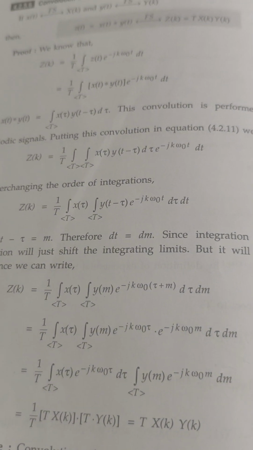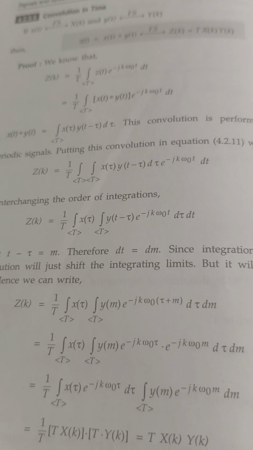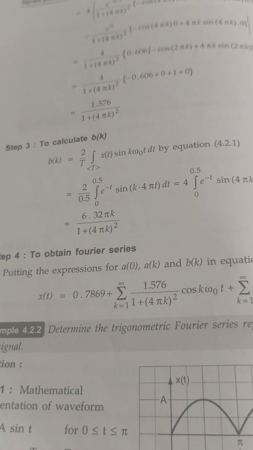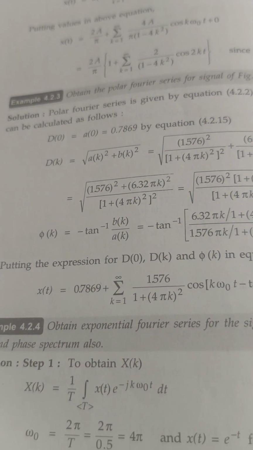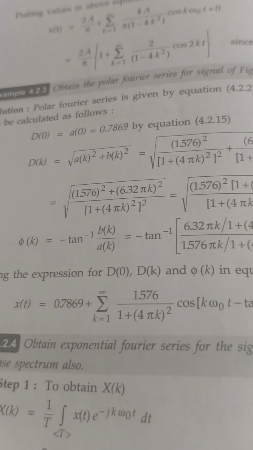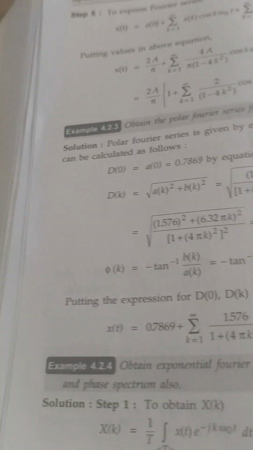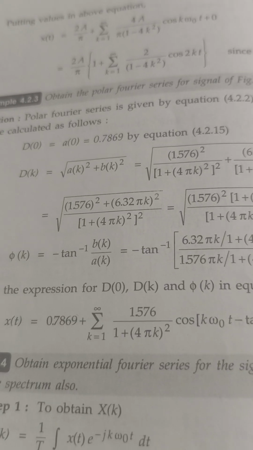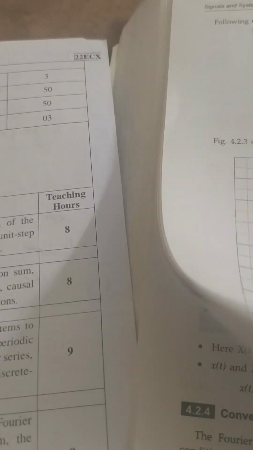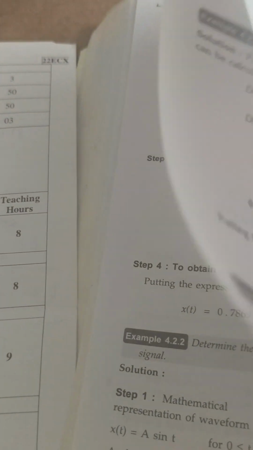I have covered all the concepts, but I have not discussed how we can find the Fourier series using the concept of exponential Fourier series. This is also obtained in the polar series form using the compact trigonometric Fourier series, also called the polar series. This I have discussed in the class, but I did not have time to discuss the Fourier series using the concept of exponential Fourier series.